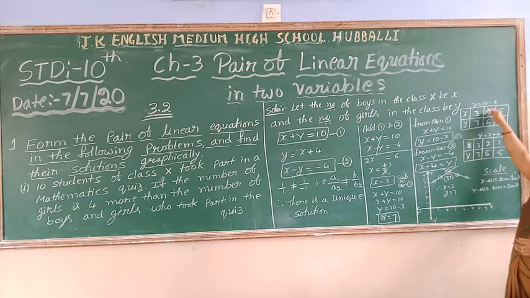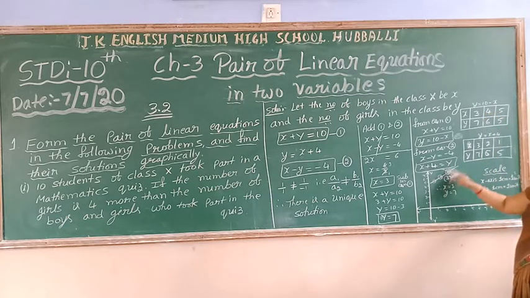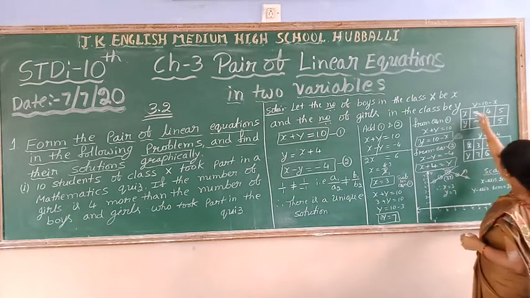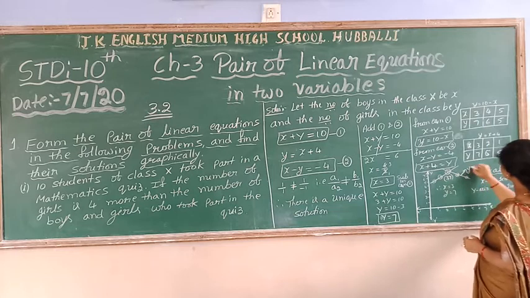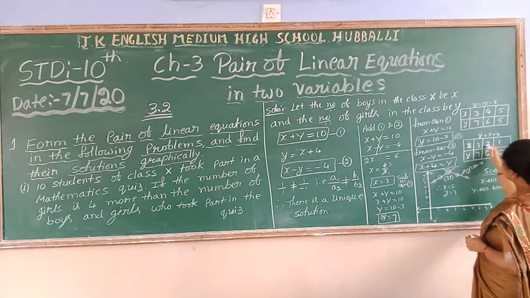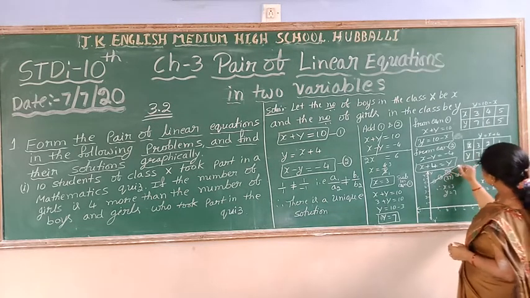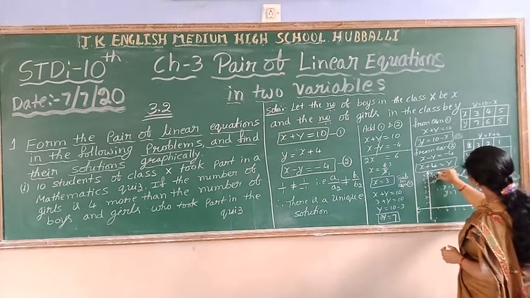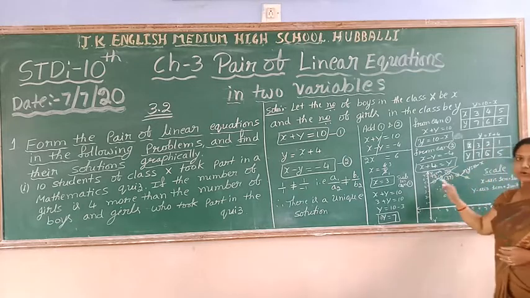First one column you mark and draw a line, like this way it comes. This is the line for this equation, that is y is equal to 10 minus x. And this is the line for this equation, that is y is equal to x plus 4. So these are the two equations you are going to get the line.